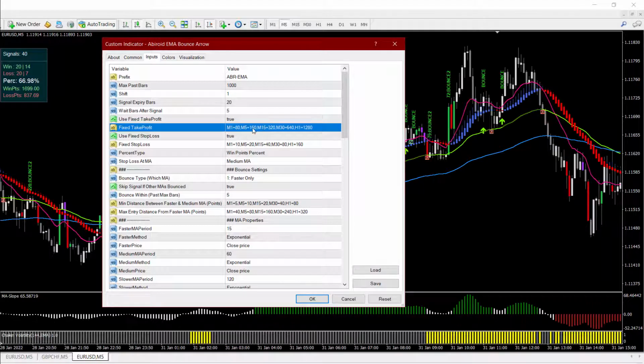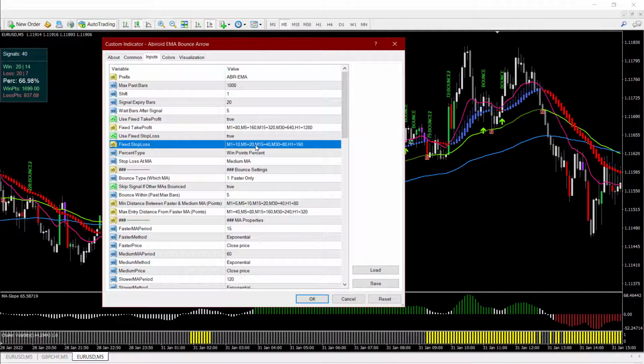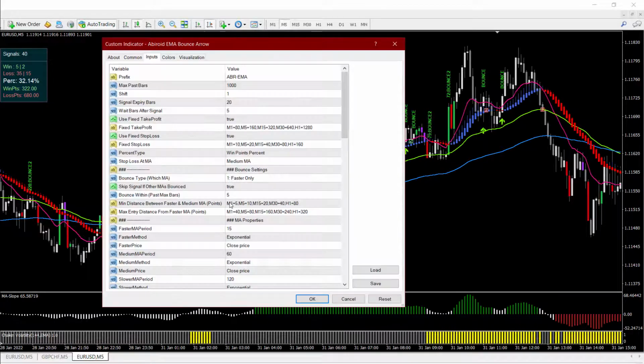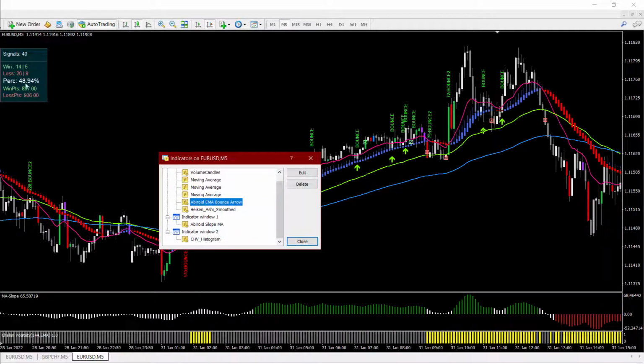For M5 we have 160 points. For M5, if the stop loss is 20 points, it will be too little. In that case, stop loss will hit a lot more times and you'll get this. But if I have a slightly higher take profit, like maybe 160, and stop loss is like half of that, 80, in that case you will get much better numbers. So you can play around with it based on what you're trading.